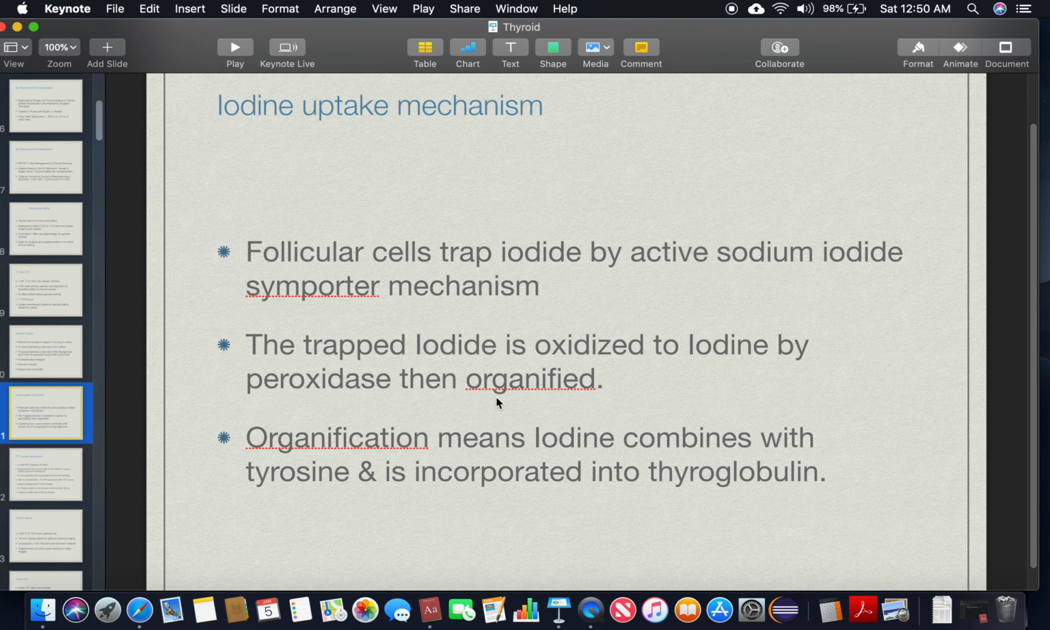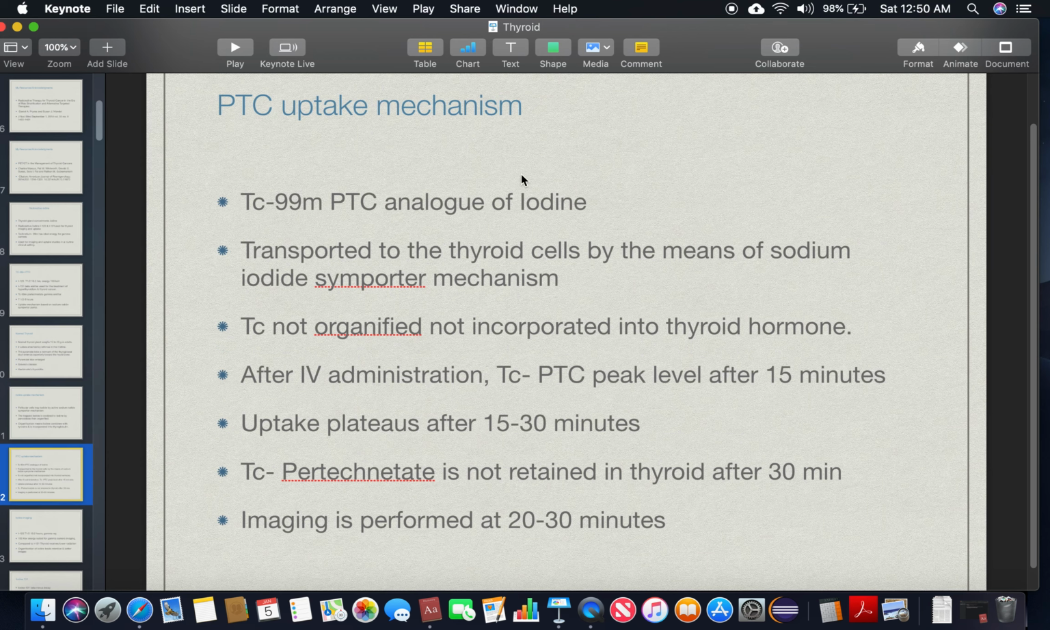This is a key concept to keep in mind. Organification essentially means that iodine combines with tyrosine and is incorporated into thyroglobulin. Now this is a key concept because pertechnetate is trapped like iodide but is not organified. So pertechnetate is an analog of iodine. It is transported into the thyroid cells. It is not organified, so it is not incorporated into thyroid hormones.